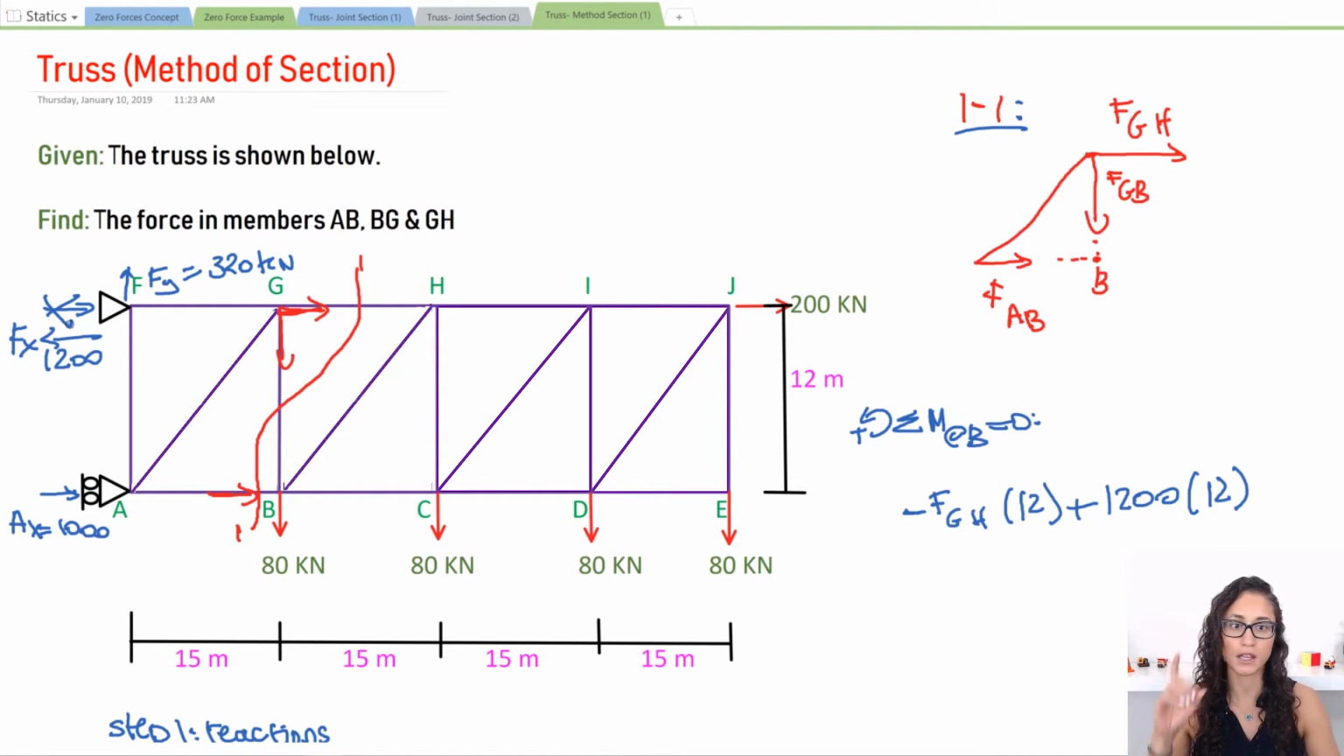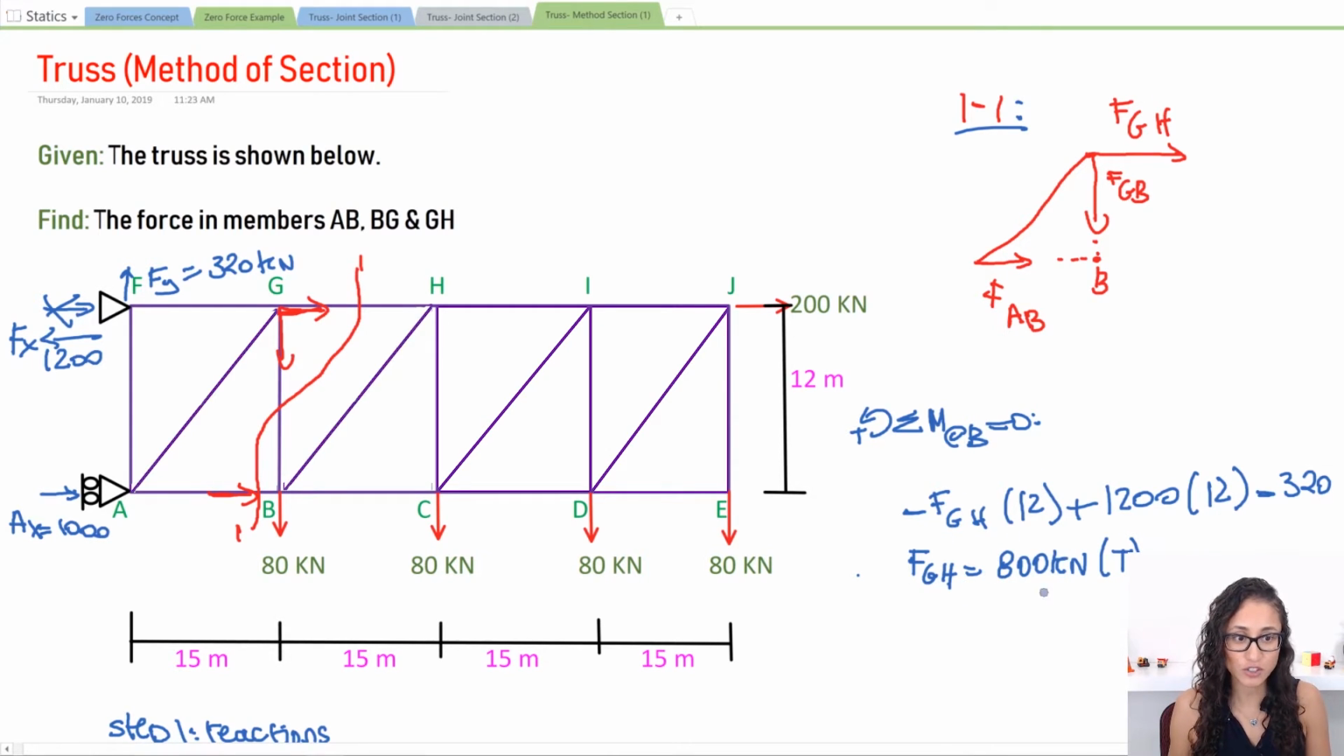And this is my moment arm. Then we have 320, and that one is going to be minus, because I have my moment going this way and my force is going up, so it's the opposite direction. So I have minus 320, and this time my moment arm is going to be this distance right here, which is 15. And this has to be equal to 0. Now, if you calculate this, you will get an answer of 800 kilonewtons. And this is going to be in tension.